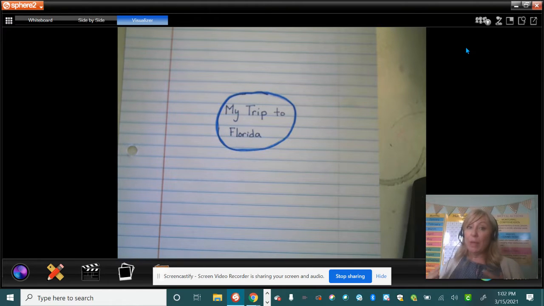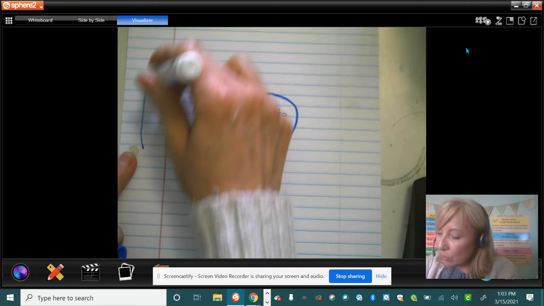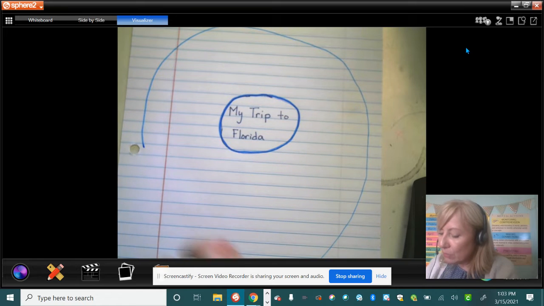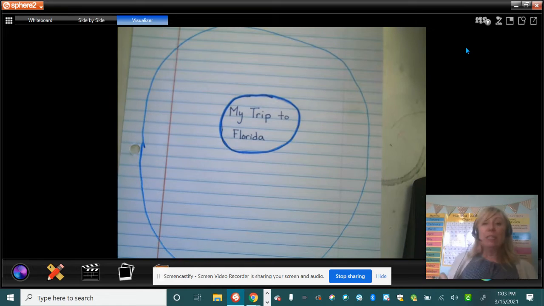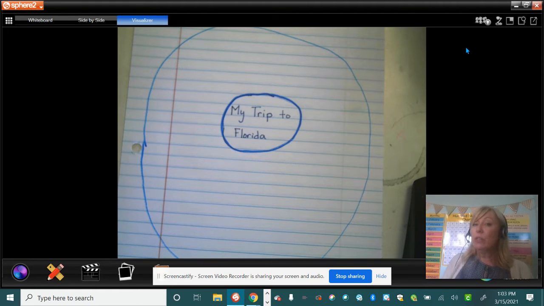So I'm going to start with my own circle map. I need to draw a nice big circle around it, and it does not have to be perfect. It's very difficult to draw a perfect circle, but it just needs to be there. And then there are important things we need to include in this circle map, because we're writing a story. And what do you need when you write a story? You need characters, you need a setting, and then we'll tell what happens in the story.